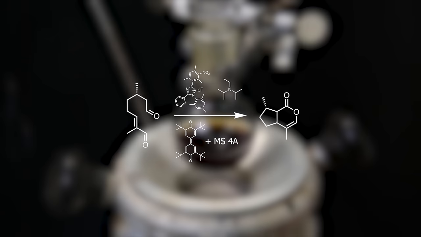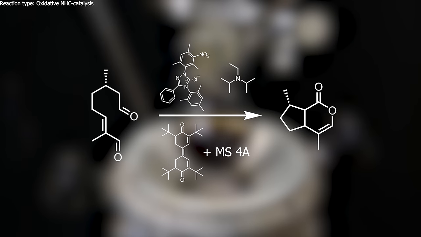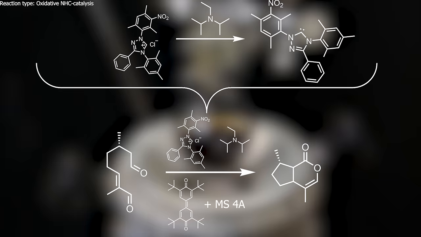In the reaction, 8-oxocitronellol is transformed into nepetalactone, under the influence of the triazolium catalyst, a base, and DPQ. First, the triazolium salt is converted into the corresponding N-heterocyclic carbene catalyst by DIPEA. DIPEA is a base, and so is able to take up a proton and the chloride ion from the triazolium salt, converting it into a carbene. Then together with DPQ, in an elaborate catalytic cycle, which I will put in the description for anyone that wants to see it, it will convert the 8-oxocitronellol into nepetalactone.